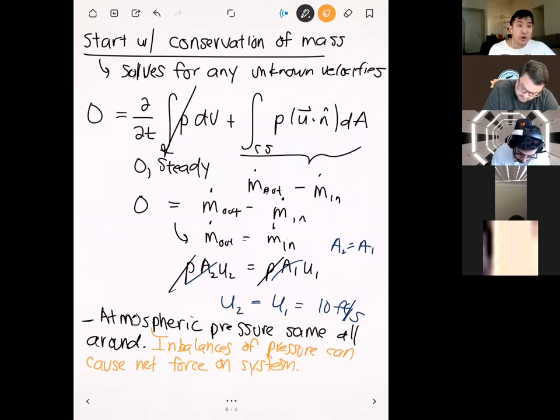And so this is mostly relevant for flows in an airplane engine or flows in a pipe, actually. And so we don't have that in this case. So in this case, we have the same pressure at the inlet and outlet, and so there's no net pressure force.